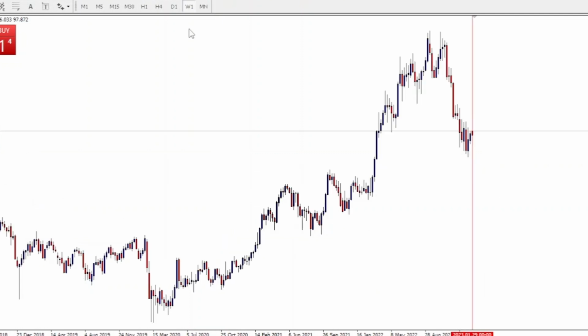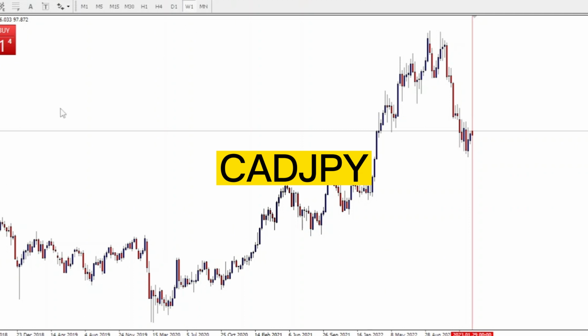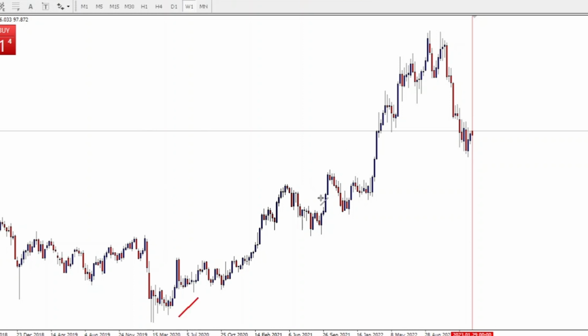The next pair that we're going to be looking at is CAD JPY. And when we look at CAD JPY, we can clearly see that the market was making higher highs and higher lows. It was moving in an uptrend. When I draw a line like this, you can clearly see that the market was actually pushing in an uptrend, but we're not going to be using lines.